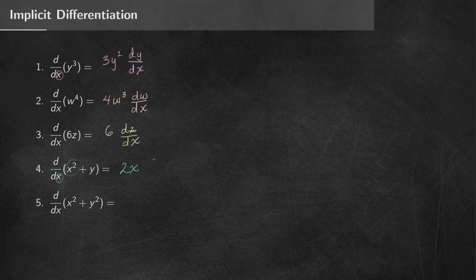That's just it, 2x. Plus, but now when I go to find the derivative of y, this is the wrong variable if we're taking the derivative with respect to x. So I go ahead and take the derivative with respect to y. The derivative of y is 1. But then I have to multiply that by dy/dx. So 1 times dy/dx is just dy/dx.